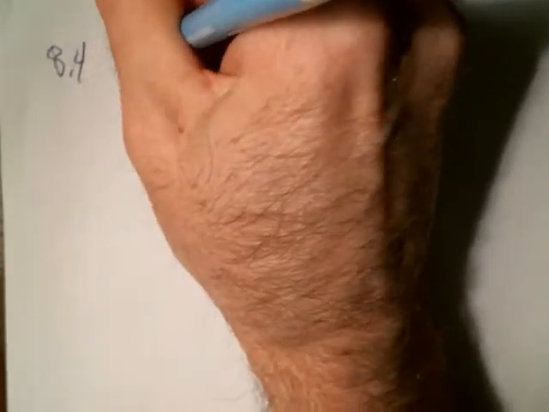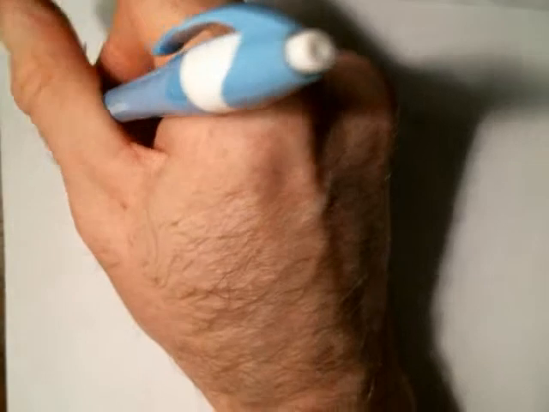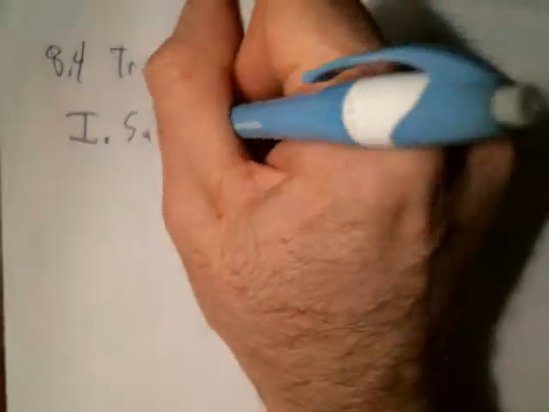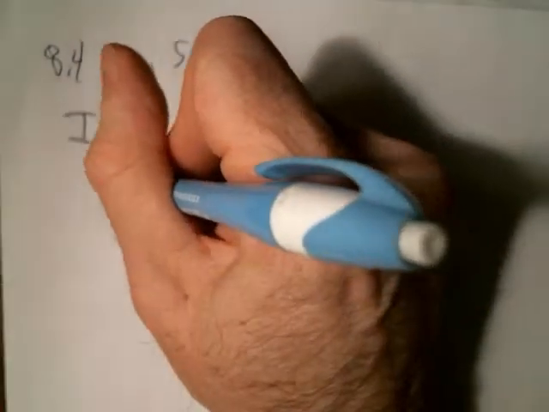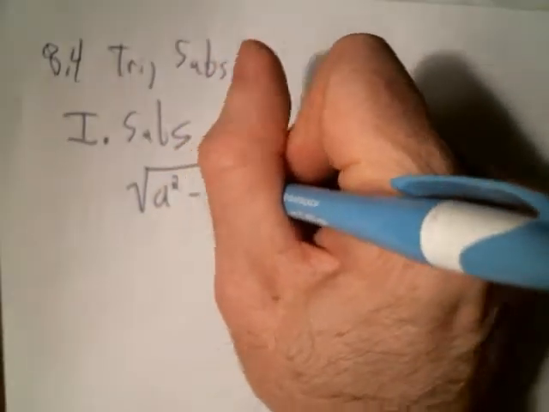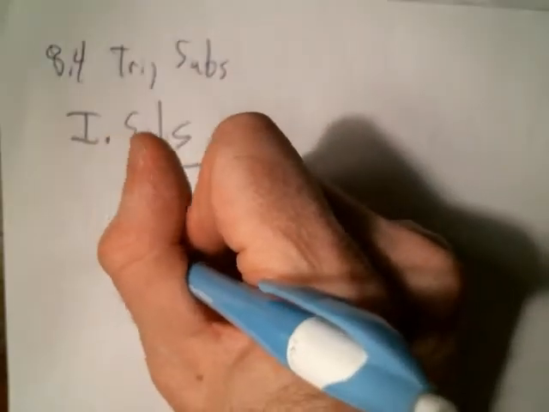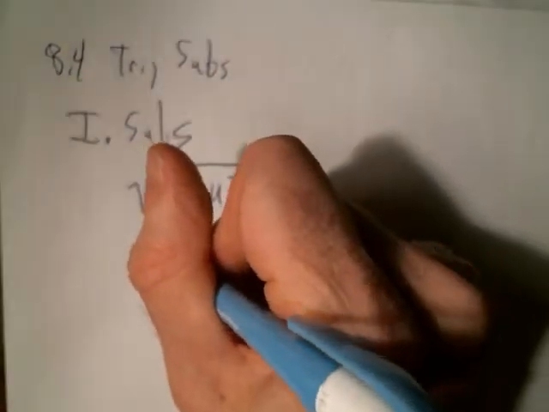Okay, welcome back. Trigonometric substitutions, 8.4. And what are we using these for? Well, when you have an integral that has an element in it like this that you can't necessarily get rid of, that's when you're going to use these subs. Okay, and there's three basic ones.